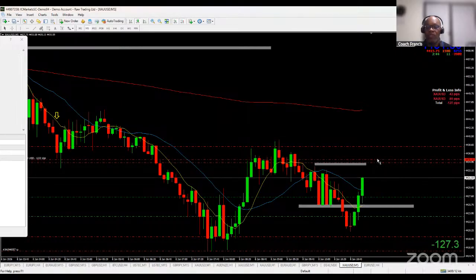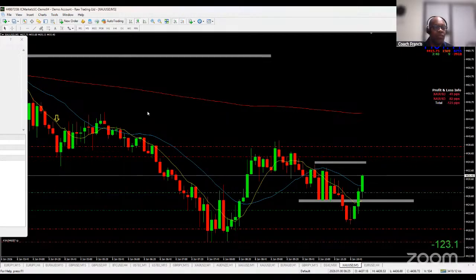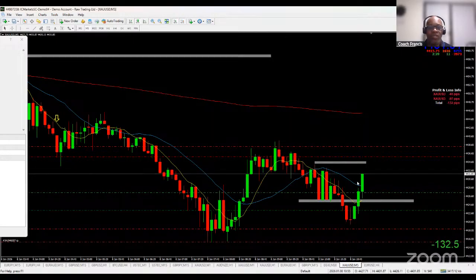Okay, guys. So I'll move this stop loss slightly. Okay, so this should be winning trades. I'm here for another 3 minutes or so.